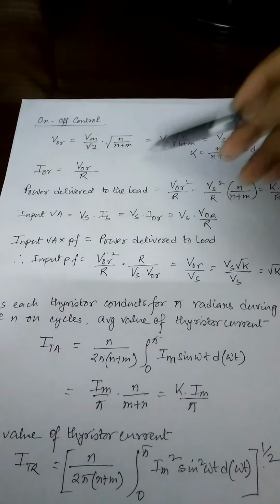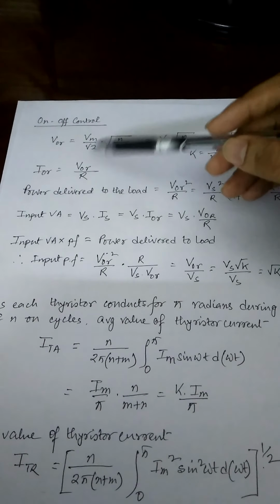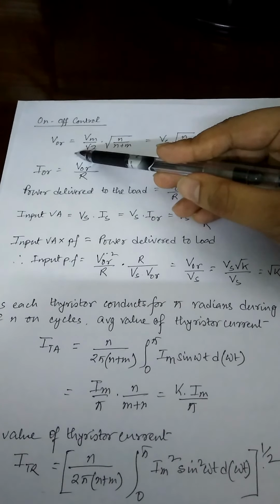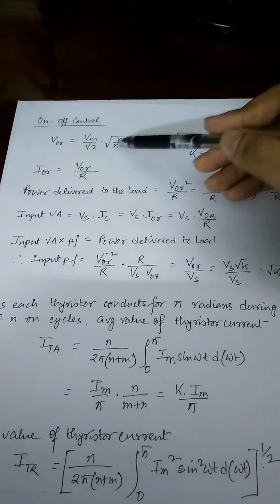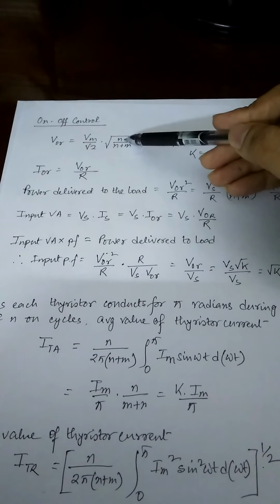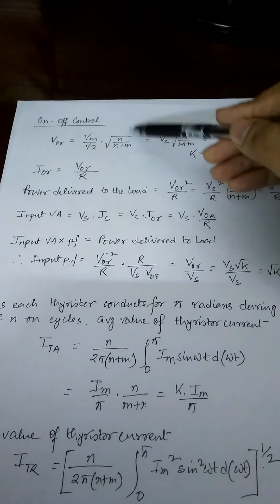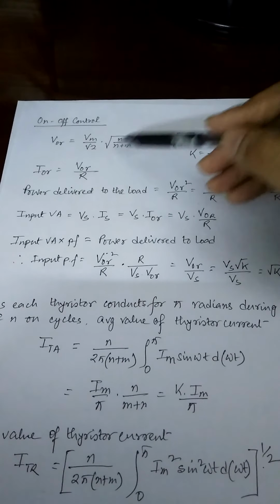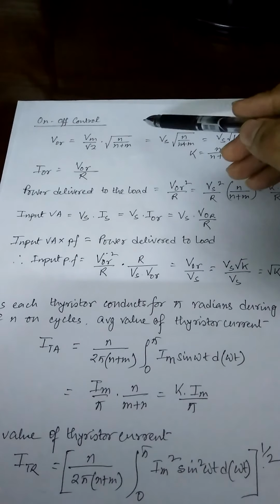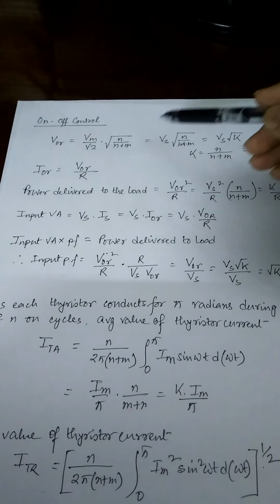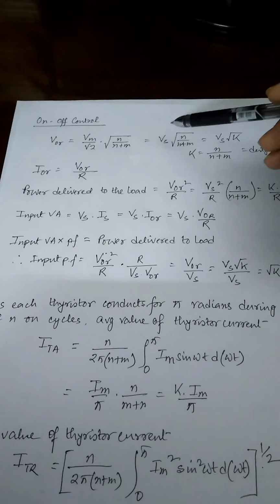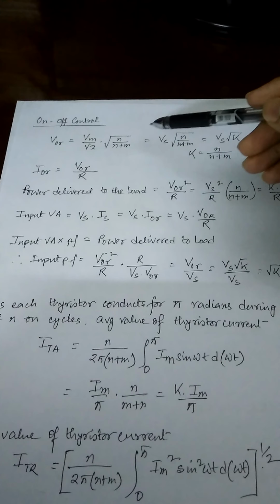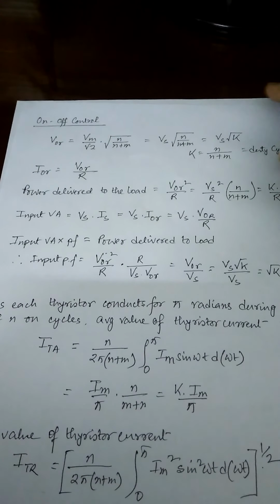So this is the recap of last class, that is, we already have derived the Vrms value, that is Vm by root 2 into root over n by n plus m, where n is the number of cycles where the source is going to energize the load, and m is the number of cycles where the power in the load side is off. So by that we have discussed how the integral control or the on-off control helps in industrial applications as an AC voltage controller.